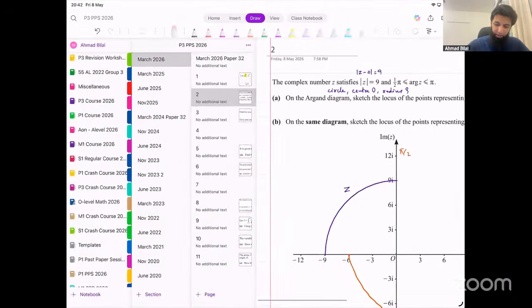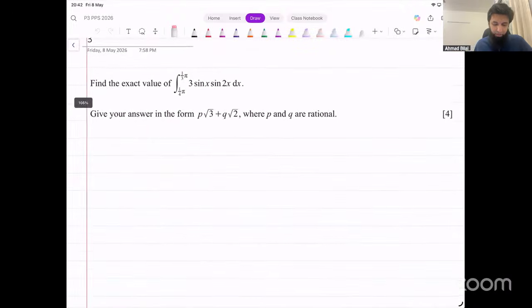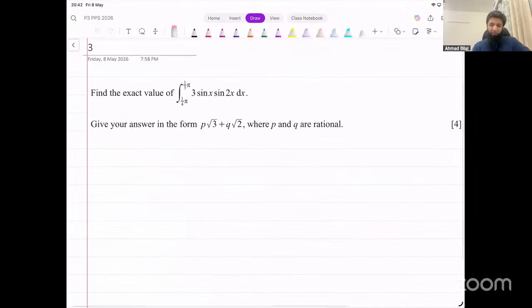Question number 3. Another one saying, find the exact value of this: the integral of 3 sine x times sine 2x, with limits from pi over 4 to pi over 3. Give the answer in this form. How do you integrate this? Sine x times sine 2x. These are two trigonometric functions multiplying.